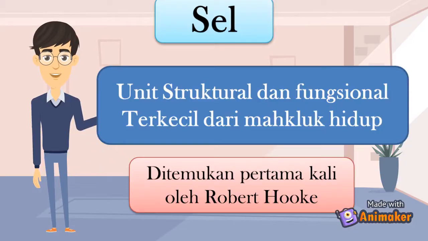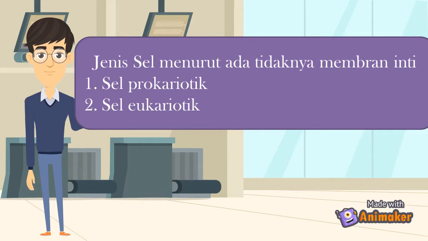Kita bahas yang pertama, yaitu sel. Sel adalah unit struktural dan fungsional terkecil dari makhluk hidup, dan sel pertama kali ditemukan oleh Robert Hooke. Menurut ada tidaknya membran inti, sel dibagi menjadi sel prokaryotik, yaitu sel yang tidak memiliki membran inti, contohnya bakteri. Lalu ada sel eukaryotik, yaitu sel yang memiliki membran inti, contohnya di sini adalah sel hewan dan sel tumbuhan.